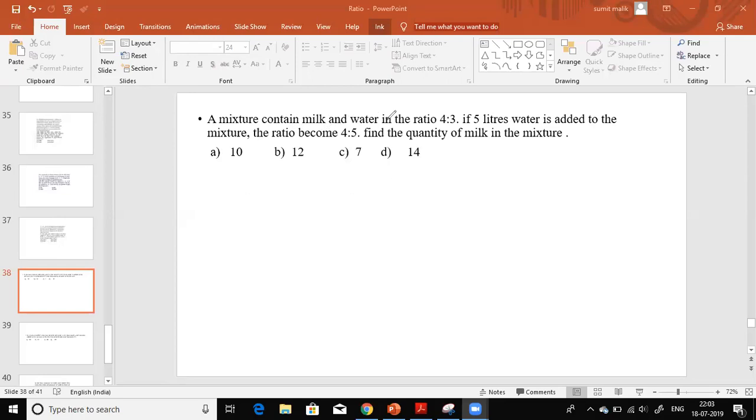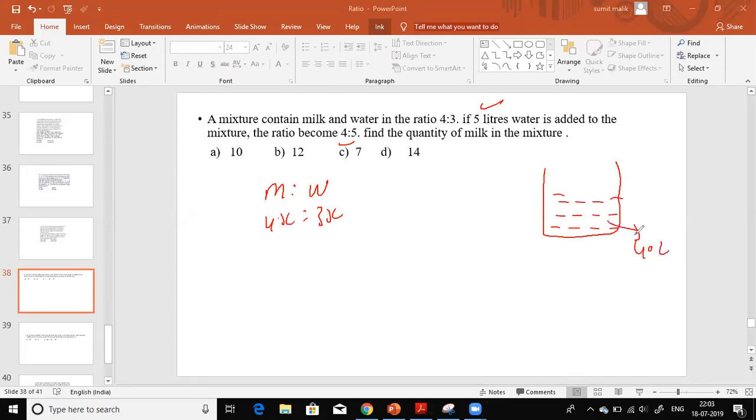A mixture contains milk and water in the ratio of 4 to 3, this is milk and this is water. If 5 liters of water is added to the mixture, then the ratio becomes 4:5. Before that, listen to one thing. Suppose this is a mixture of 40 liters, and out of 40, 30 liters is milk, 10 liters is water.